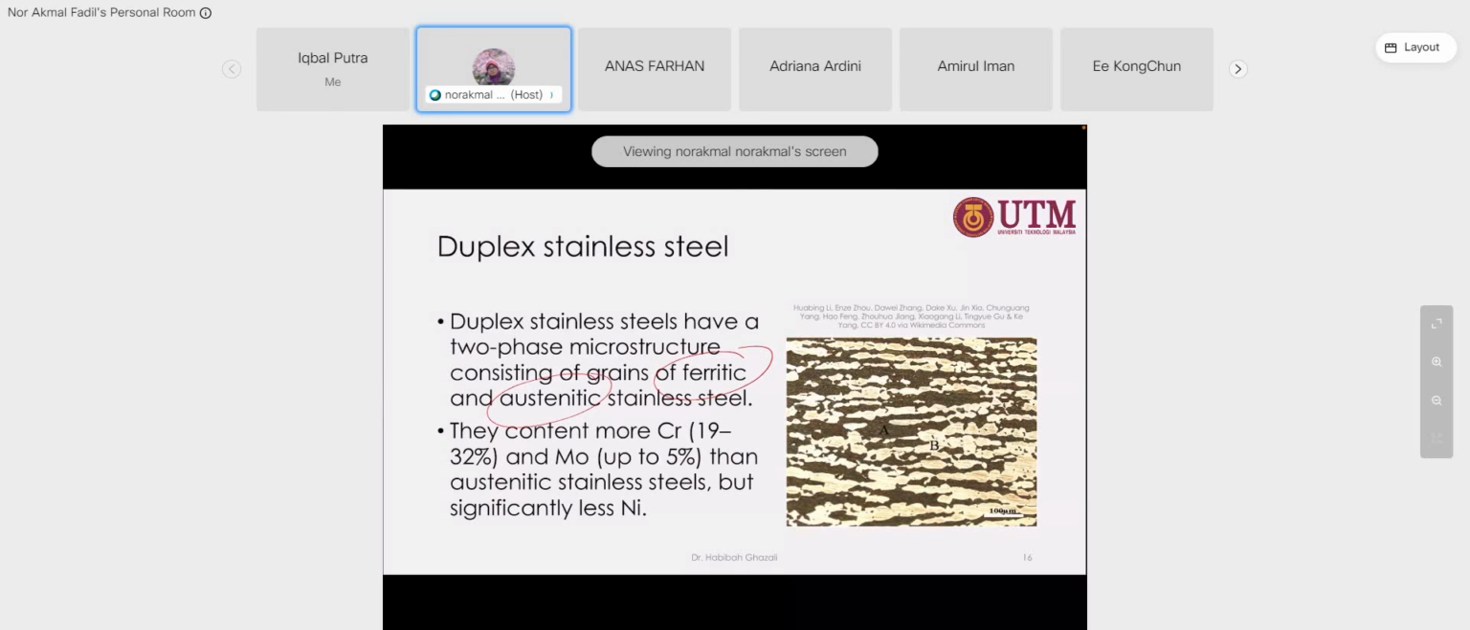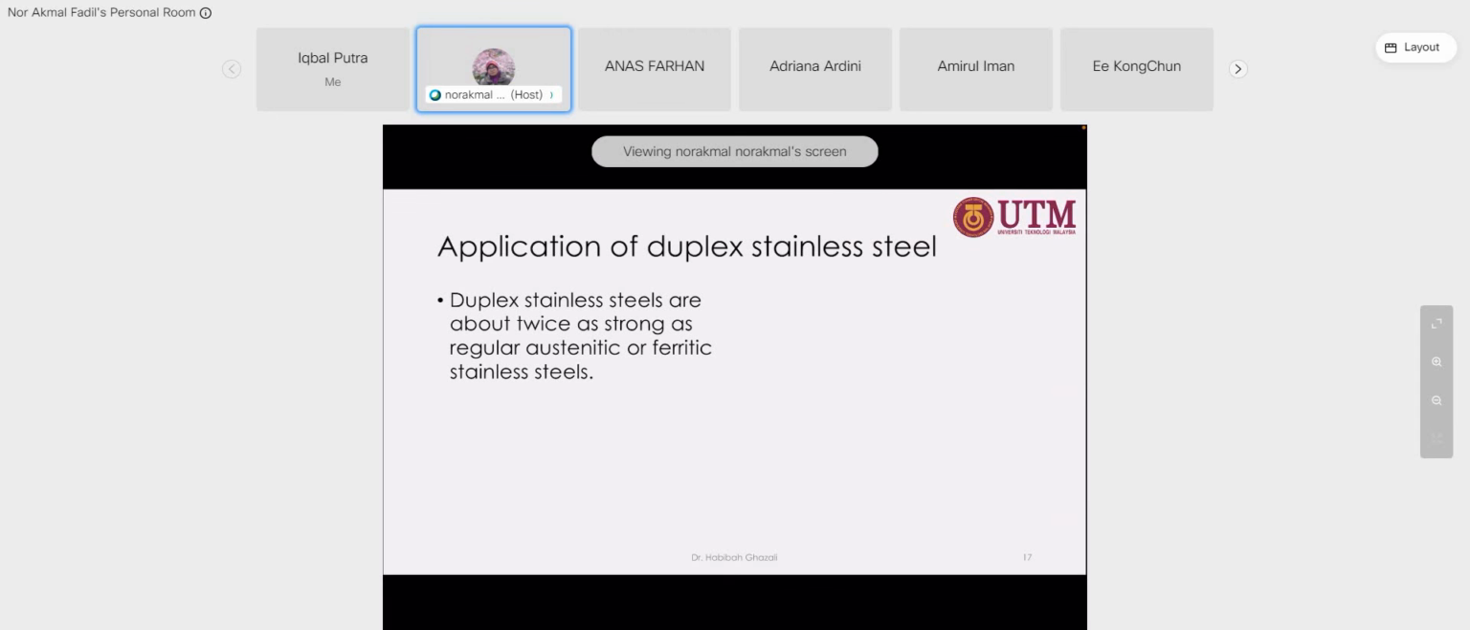In this category, duplex stainless steel contains chromium between 19 and 32% and molybdenum up to 5%, compared to austenitic stainless steel. Meaning that whatever austenitic stainless steel you have, you add a new alloying element, which is molybdenum, but with significantly less nickel. Duplex stainless steels are about twice as strong as regular austenitic or ferritic stainless steel.